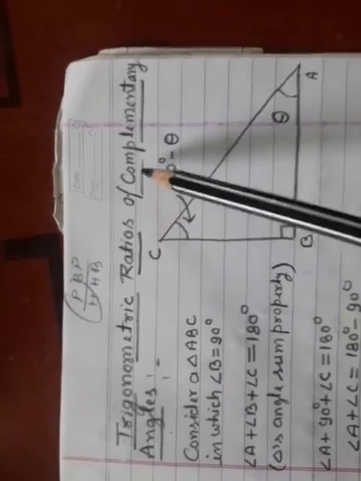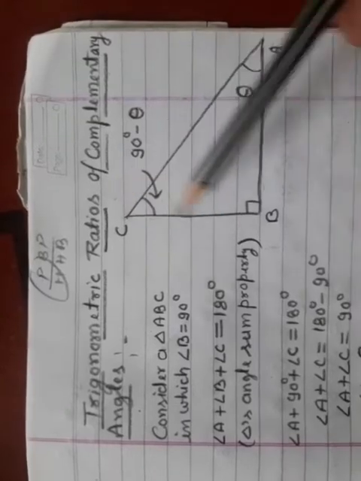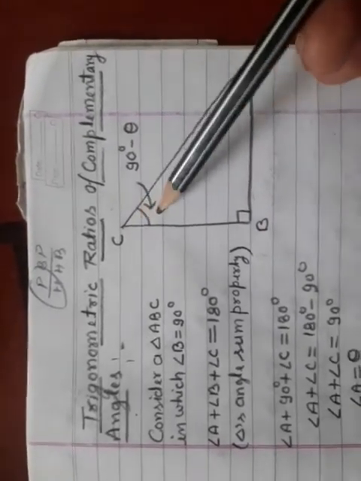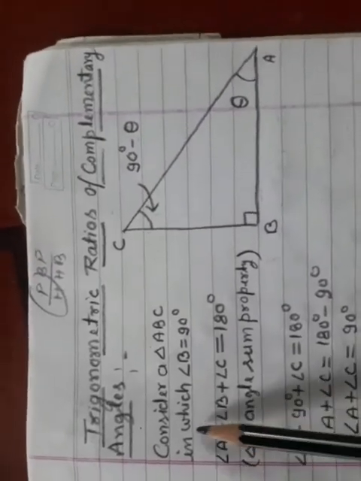Now another topic: trigonometric ratios of complementary angles. Complementary angle 90 minus theta. Clear? Now here, take a right angle triangle ABC. B is 90 degrees and A is theta, and this one is 90 minus theta. Clear? Consider a triangle ABC in which angle B is equal to 90 degrees.